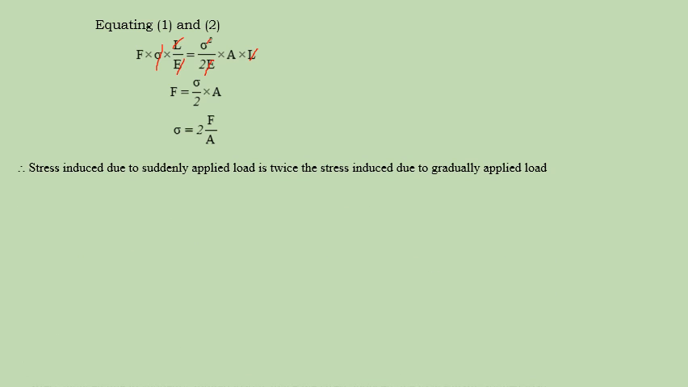Now I'm going to equate equation number 1 and 2. So this is equation number 1 and this is equation number 2. Here sigma and sigma square get cancelled, length gets cancelled, Young's modulus gets cancelled. So I will write the remaining terms in the next step. F is equal to sigma by 2 into A. Therefore, sigma can be written as sigma is equal to 2 times F by A. So therefore, stress induced due to suddenly applied load is twice the stress induced due to gradually applied load.